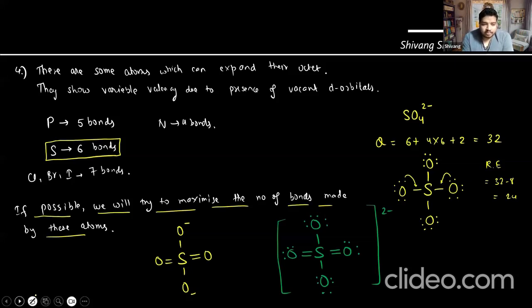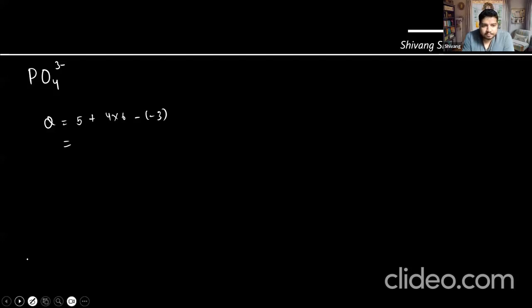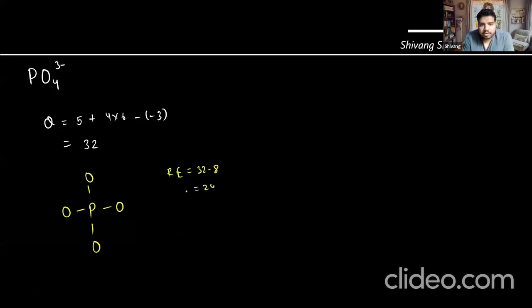Now we'll end it with one final structure. That is going to be phosphate ion, PO4 3 minus. Now we are going to draw it. Q is going to be 5 plus 4 times 6 plus 3 for the charge, I think this is going to be 32 again. Rough structure we are going to draw. So let's do that. Phosphorus, 4 oxygens. Remaining electrons would be 32 minus 8, which is 24. Now we'll be using these 24 electrons to complete the shells.